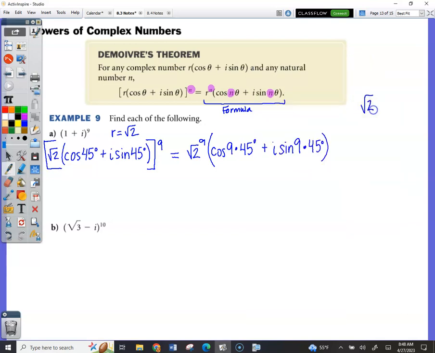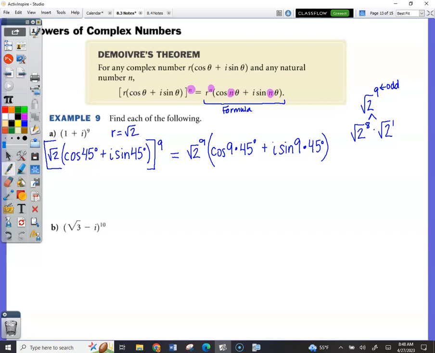Square root of 2 raised to the ninth. Because that's odd, my calculator is going to give me a decimal. So I'm going to split it into square root of 2 raised to the 8th times square root of 2 raised to the 1st. I'm pulling 1 out, so now it's even.